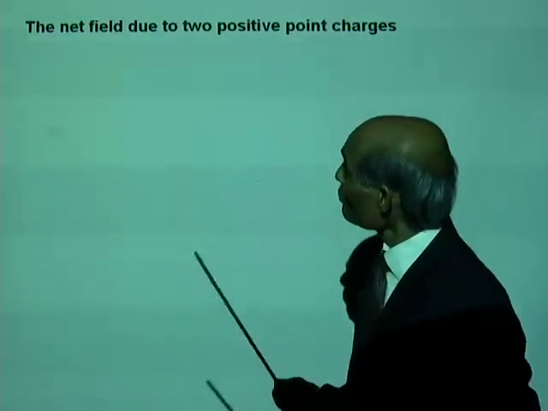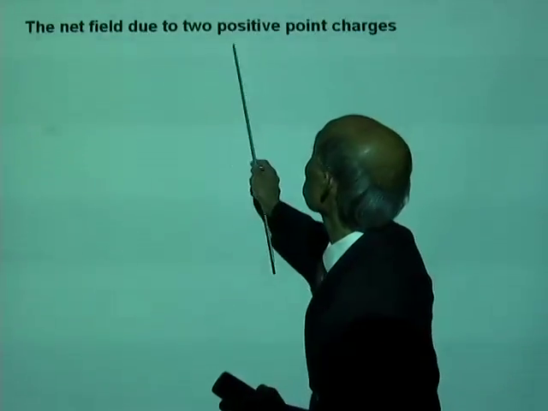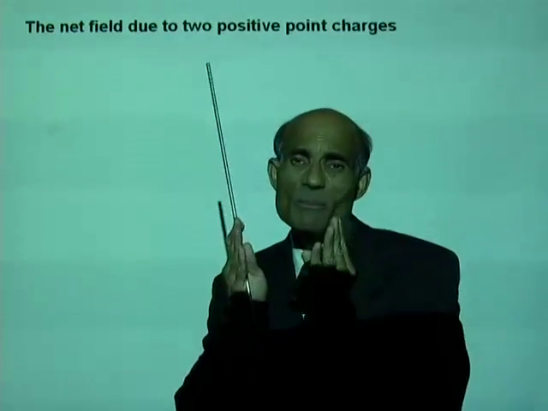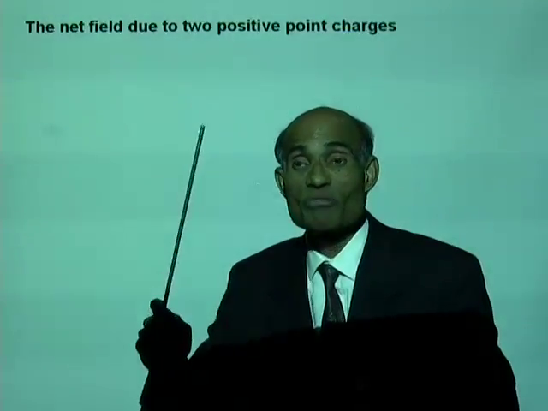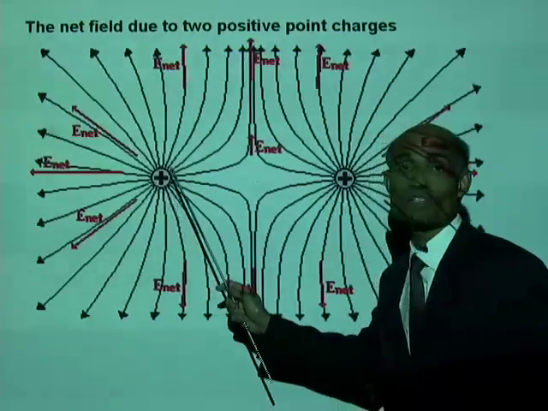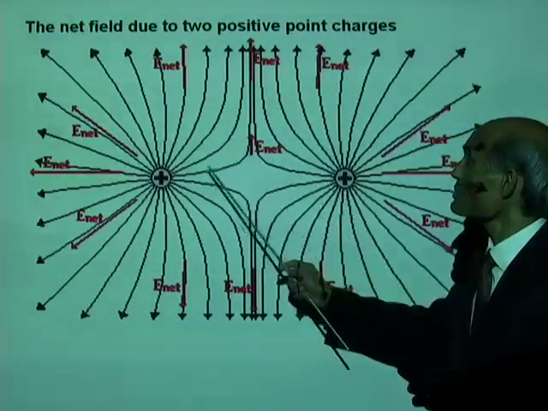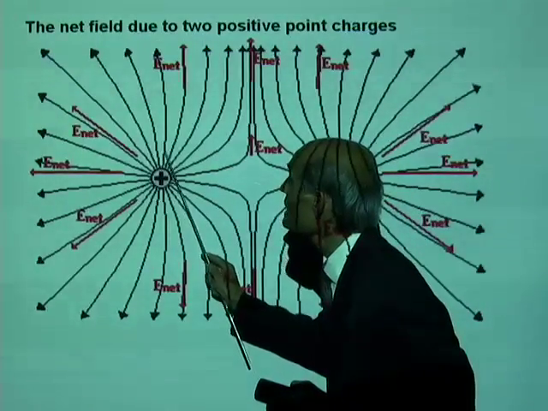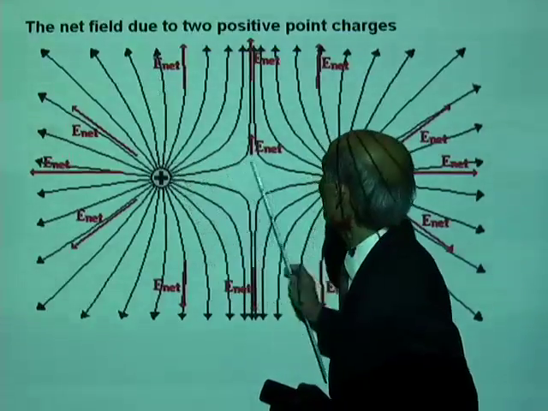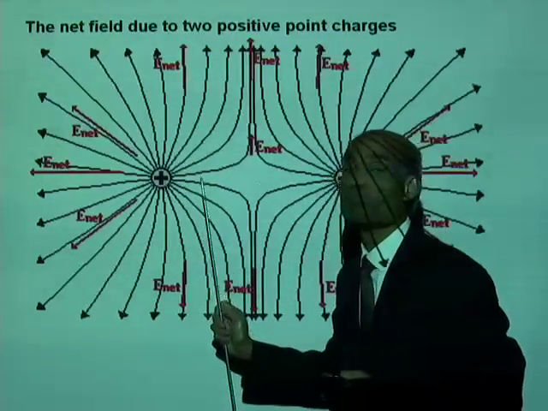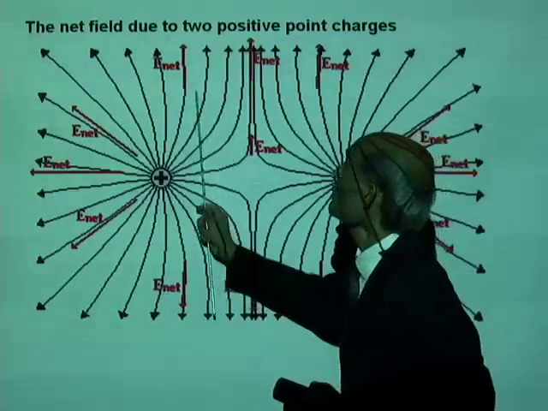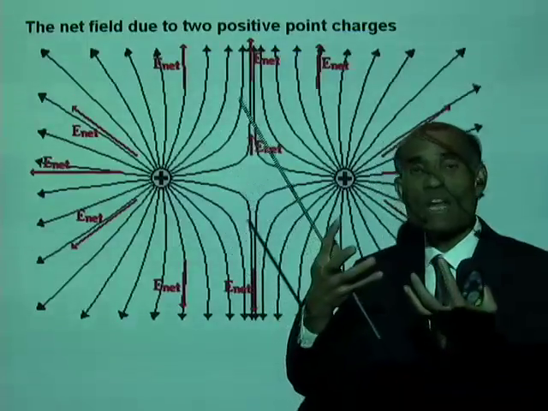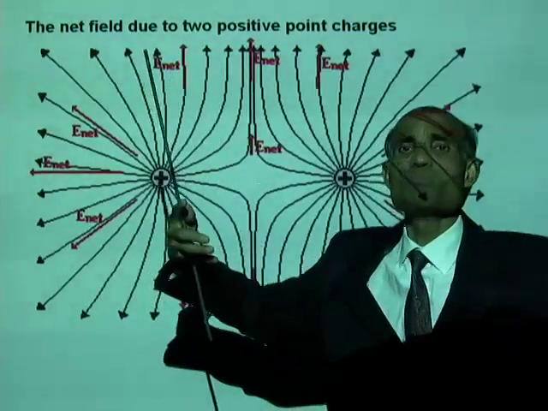Alright, let's now draw the net field due to two positive point charges. If you now draw, rather than drawing them individually, the net field, how will it look? Look at this. The field due to two positive charges will look like this. A positive test charge placed here will move away. Well, it wants to move away from both charges. That means the field due to the two-charge system will look like this. The field lines will be diverging from both.